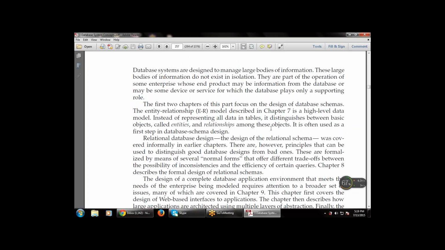Relational database design, that is the design of the relational schema, was considered informally in the earlier chapters. There are, however, principles that can be used to differentiate good database design from bad. So what are good database designs and what are bad database designs? That also forms part of chapter number 8, which describes the formal design of the relational schema, whether relational schemas, normal forms, or database design schemas.